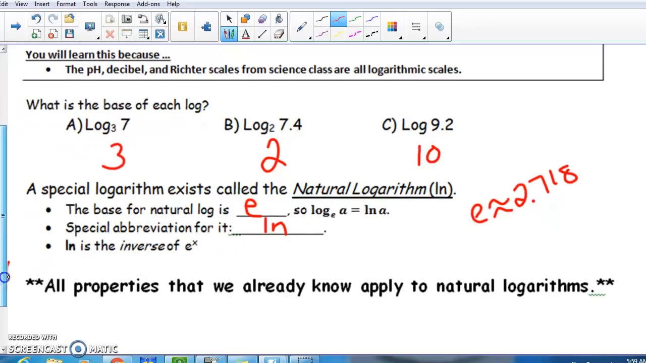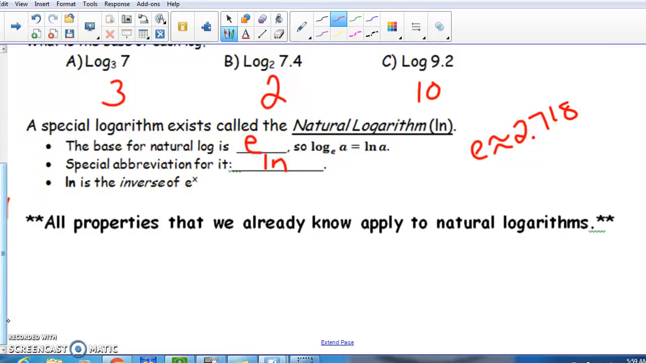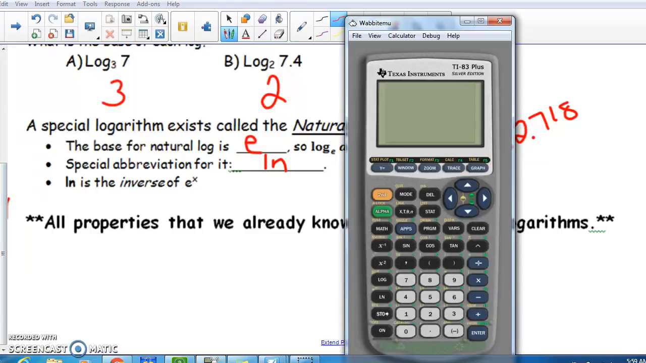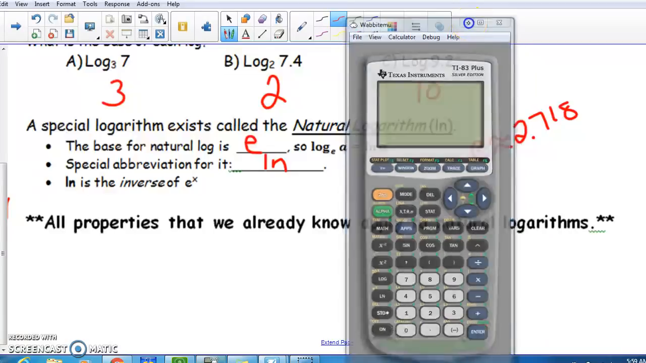So at this point, what you need to know is all the properties that we already know apply to natural logarithms. The other thing you should know, hopefully you have a calculator, but on your calculator, below log, next to the number 4, there's a button called ln. So that is the button we will be using when we're dealing with things with natural logs.